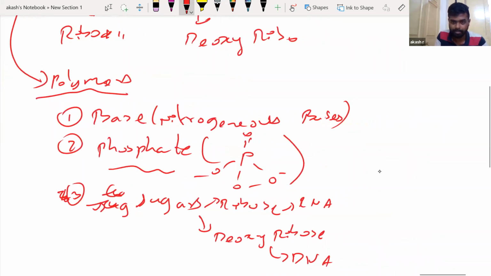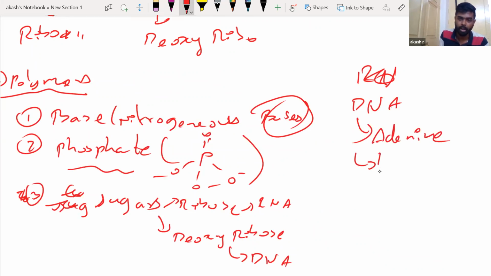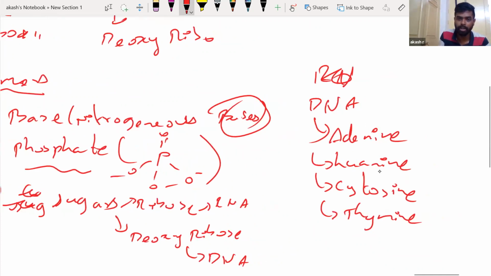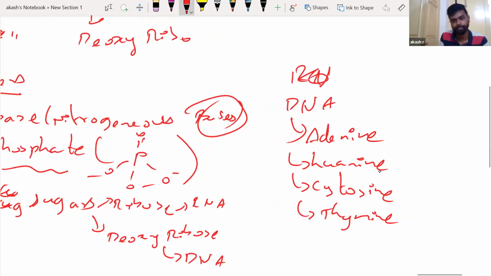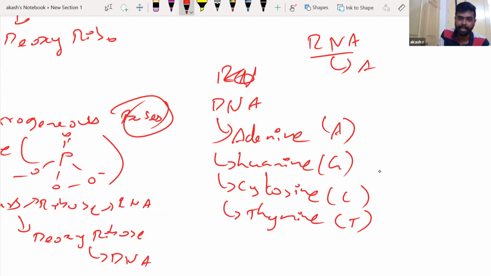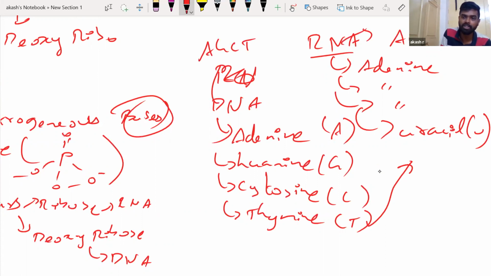And if you look at the bases, for DNA first, there are these 4 bases possible: adenine, guanine, cytosine, and thymine. We call them A, G, C, and T. This is for DNA. And for RNA, we have adenine, everything is the same: adenine, guanine, cytosine. But instead of thymine, I have another one, which is my uracil. I'll represent it by capital U. So DNA has A, G, C, T, and RNA has A, G, C, U.